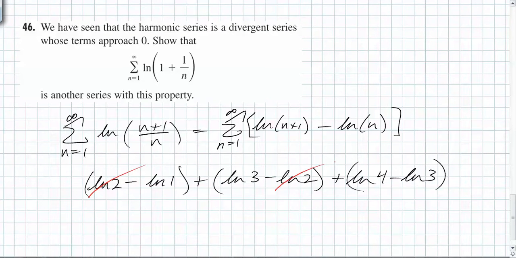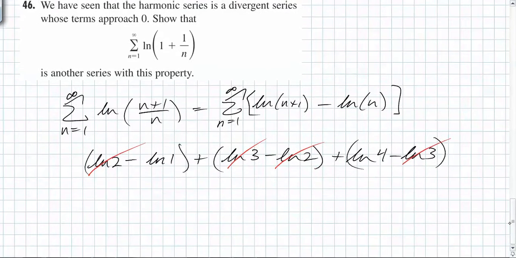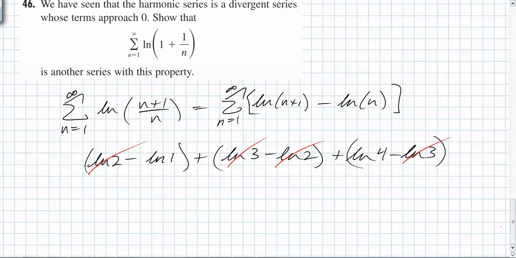That's gone, right? Yeah. And then what happens? Just all the middle terms after that. All of them are gone, right? And what is negative ln of 1? It is 0, right? So what's the last term that's going to be here? Negative ln of what? N plus 1.